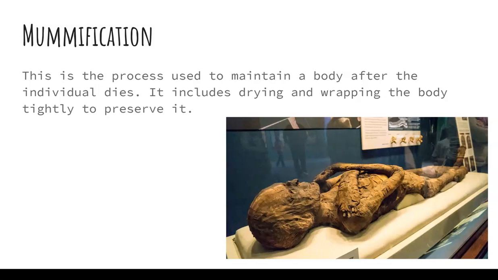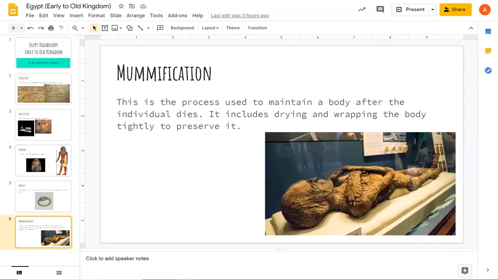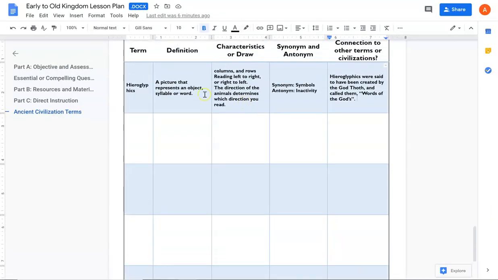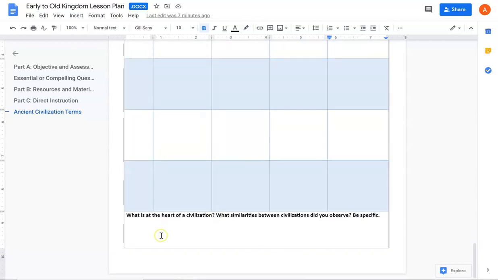So now that we have worked through these 5 different vocab words, and you have worked to fill out your graphic organizer, I want you to take some time and think about these 2 questions. What is at the heart of a civilization? And then what similarities between civilizations do you observe? I want you to at least put 4 or 5 sentences for these 2 questions.